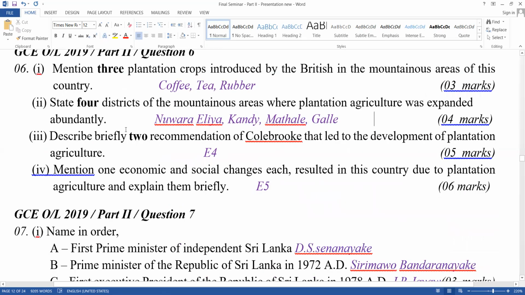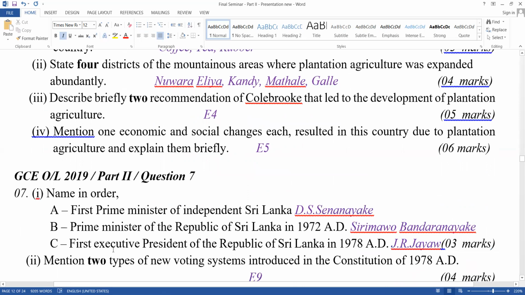2020, 2019, sixth and seventh both. Name in order: first Prime Minister of independent Sri Lanka, D.S. Senanayake. Prime Minister of the Republic of Sri Lanka in 1972, Sirimavo Bandaranaike. First Executive President, J.R. Jayewardene. Only half of the name had been written here, so you write the full name.